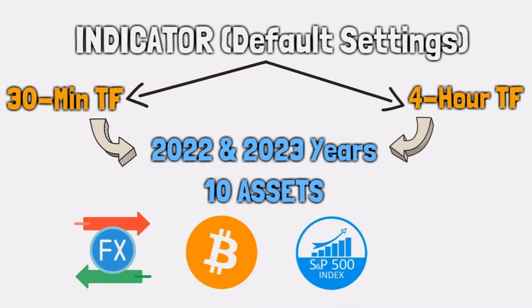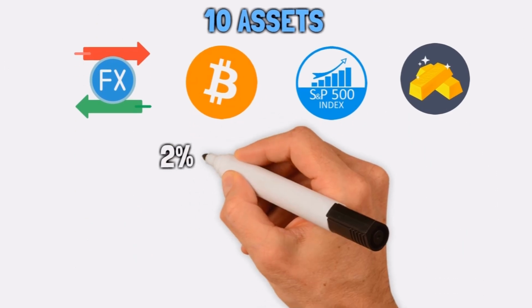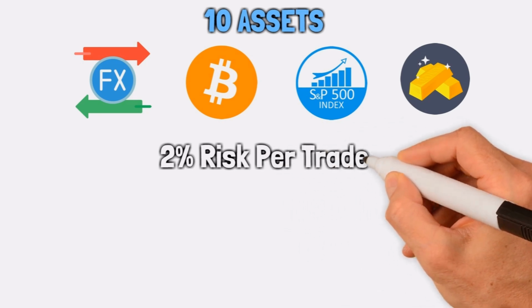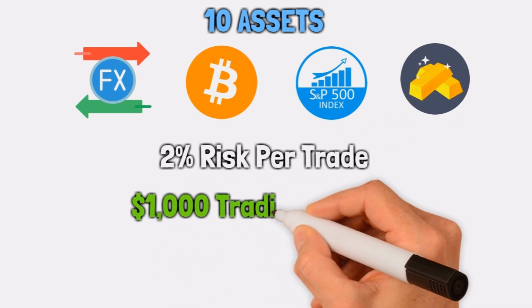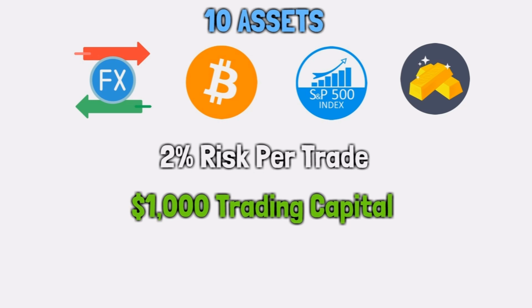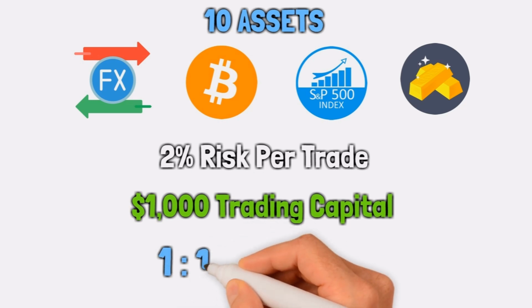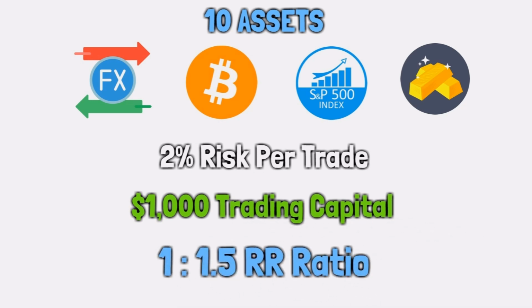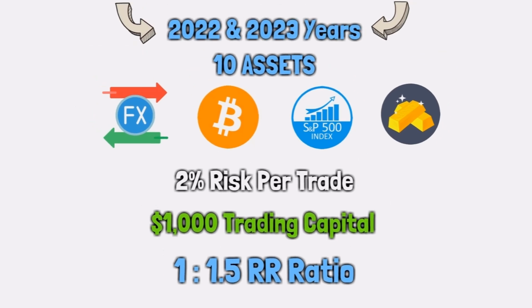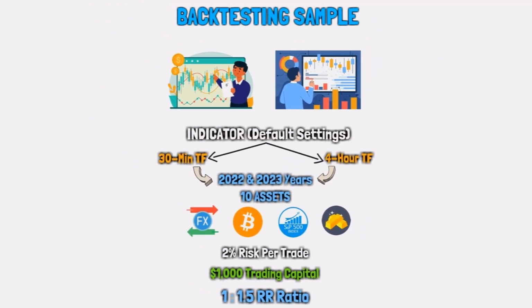The risk per trade will always be 2%, taking into account an initial trading capital of $1,000, and for the risk management I will use a simple one with a risk-to-reward ratio of 1 to 1.5. This is a well-diverse sample that will tell us the real statistics about each indicator.